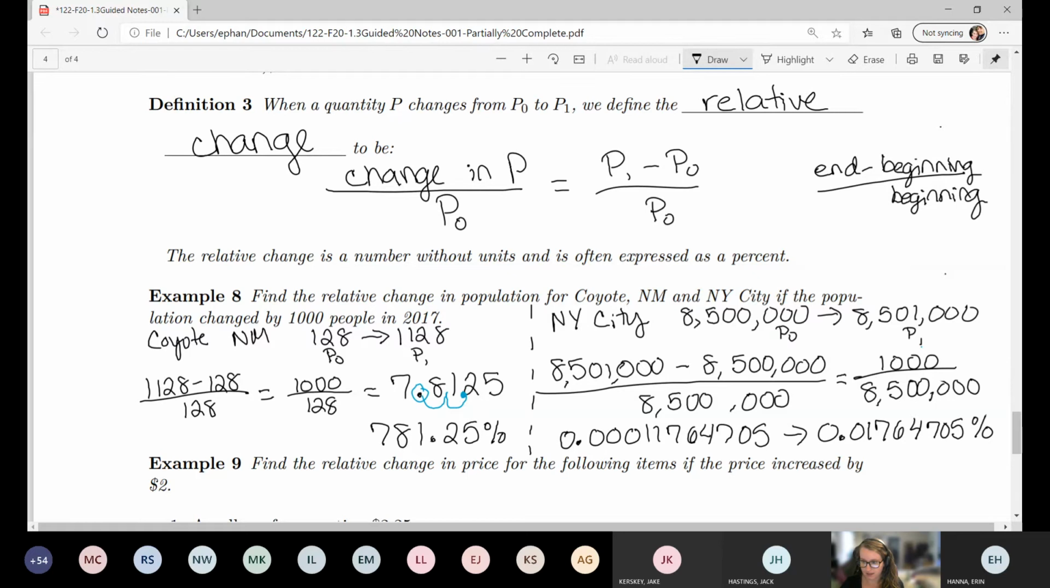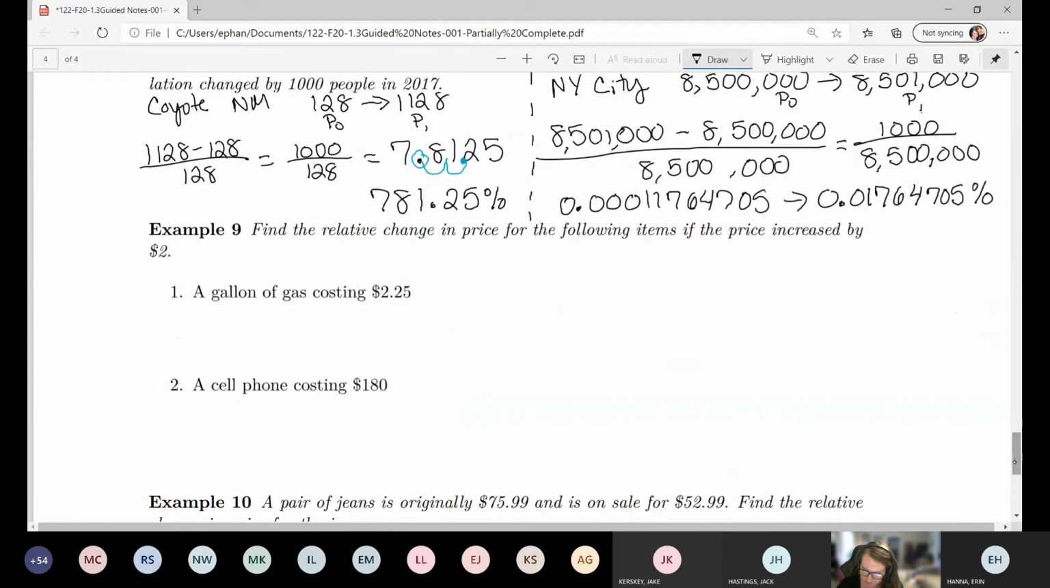All right. Okay. So let's do a few more examples of relative change. Find the relative change in price for the following items if the price increased $2. We're always going to take whatever we started with and increase by 2. The first one, a gallon of gas costing $2.25. If the starting value was $2.25, then the ending value is $4.25 because we're increasing by 2. So our relative change is 4.25 minus the beginning value of 2.25, all divided by the beginning value of 2.25.